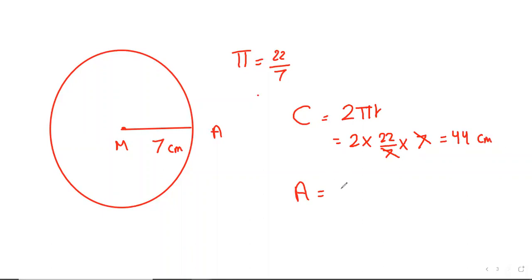What about the area of the circle? The area equals pi r squared. Pi is given as 22/7 multiplied by 7 raised to the power of 2. The radius is 7. So here, cancel 7 and the power of 2. It will be 154 centimeters squared. That's it.